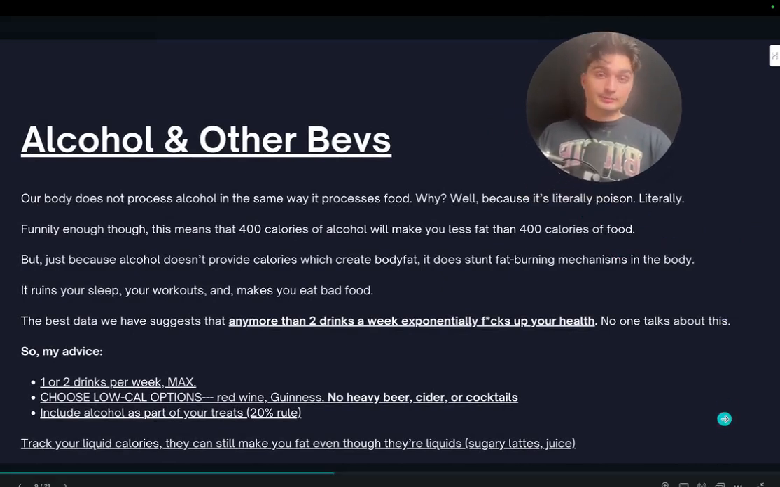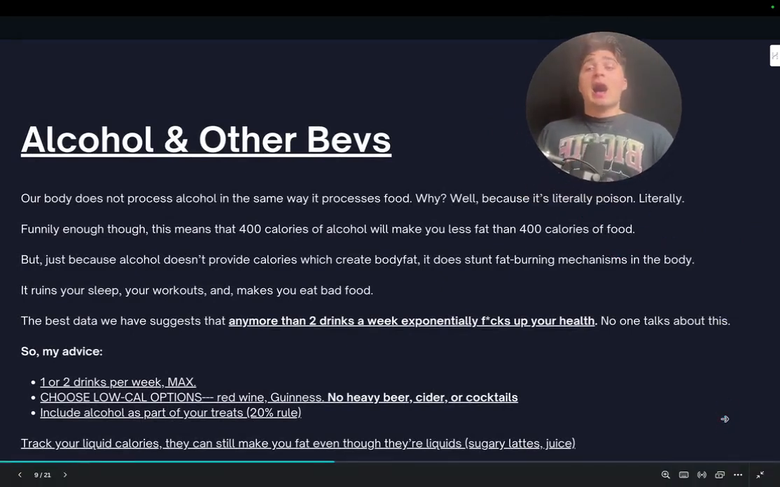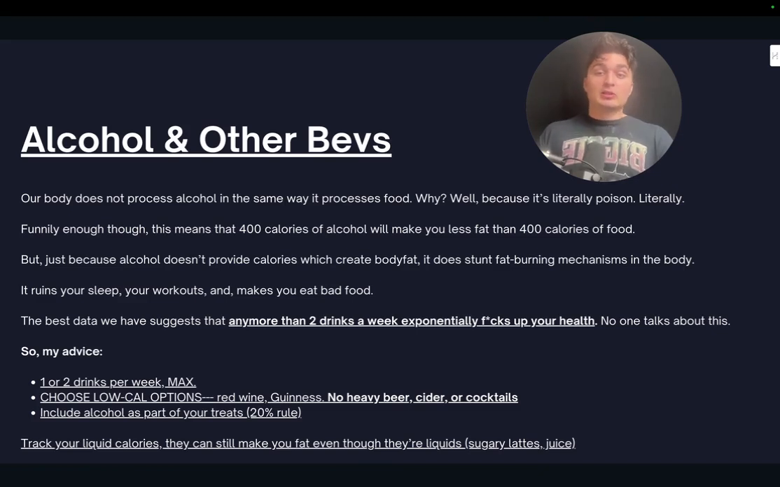So alcohol, right? And other bevs. Funnily enough, our body doesn't process alcohol in the same way it processes food, because it's literally like the equivalent of eating sawdust, for example. Both of them are not digestible. They're not normal foods to consume because they are poisonous. They're not nutritious at all. They're basically unrecognizable to our immune system, to our body when we consume them.